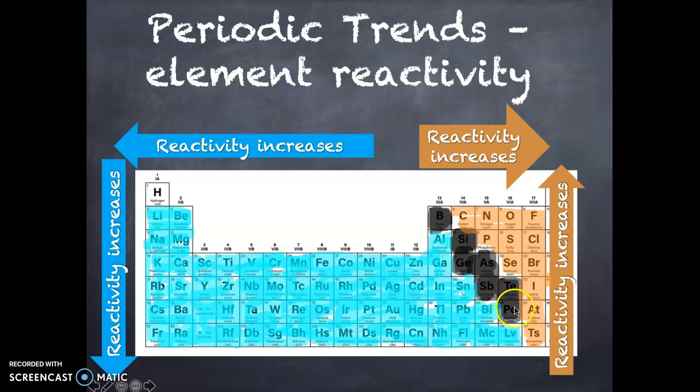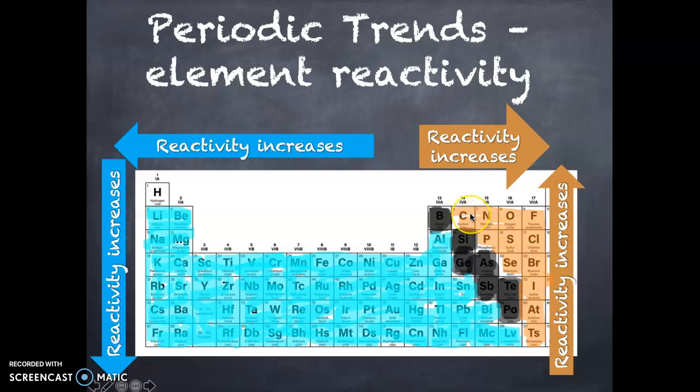I blocked out the metalloids because since they have different properties depending upon the environment, we're not going to discuss their reactivity, but we are going to talk about the nonmetals. Now notice I put the arrow over the noble gases. The reason is, remember, noble gases are non-reactive at all. They don't react at all. So when we talk about non-metal reactivity, we're only talking about the nonmetals from group 14 to group 17.